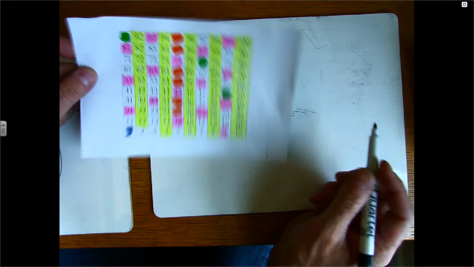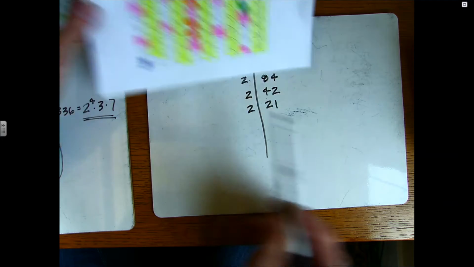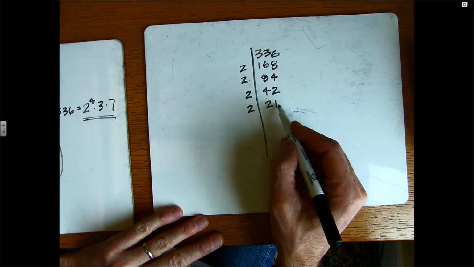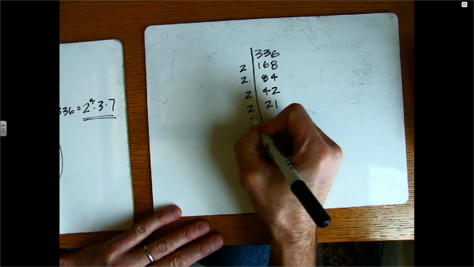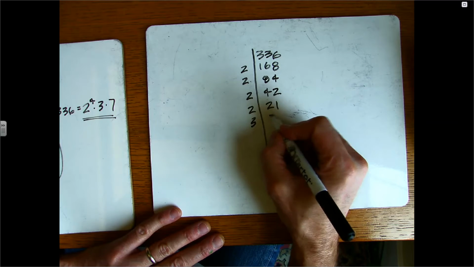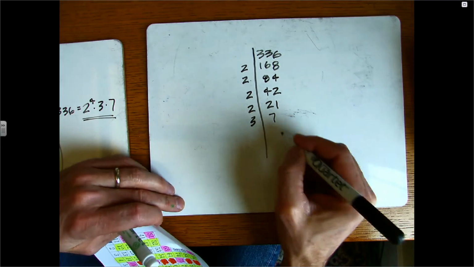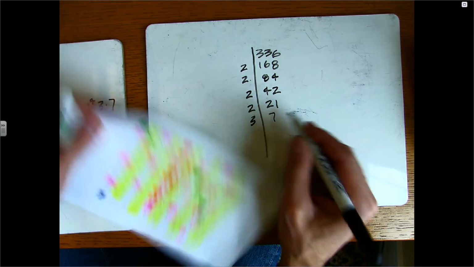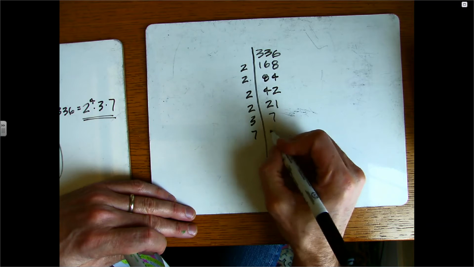Then you go to the next smallest prime, which is 3, and try it next. So does 21 divide by 3? Well, 2 plus 1 is 3, and 3 is divisible by 3, so certainly 21 is divisible by 3. It's 7, sorry. 21 divided by 3 is 7. And then I work my way up until I get a 1 here, and I know that the only thing that I can divide 7 by is 7 itself. So I divide 7 by 7 and I get 1.